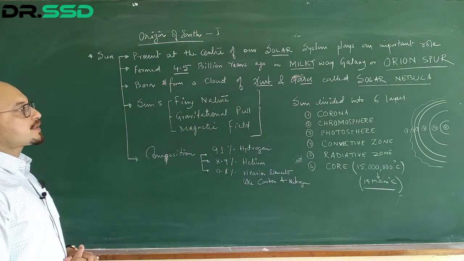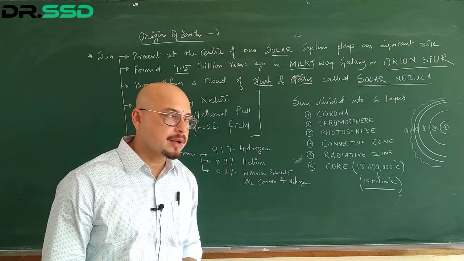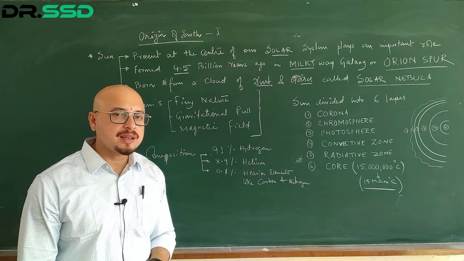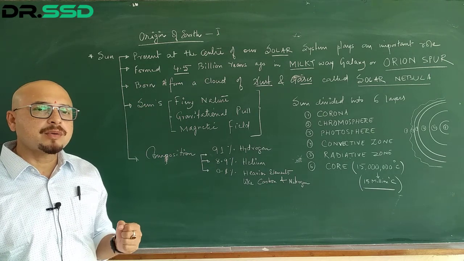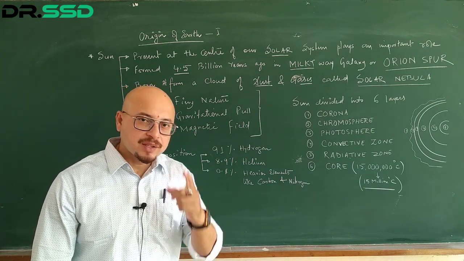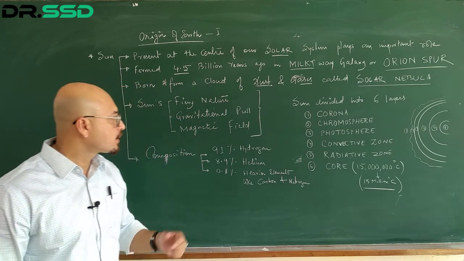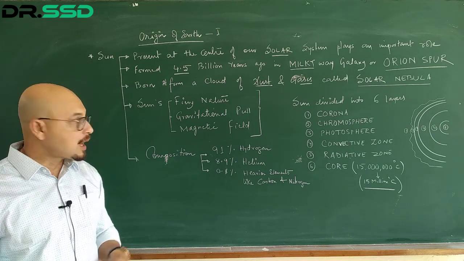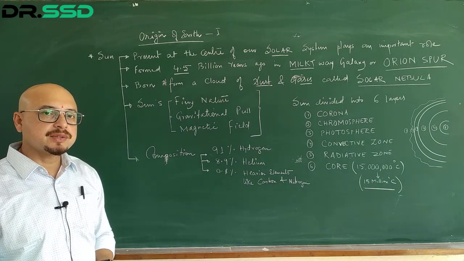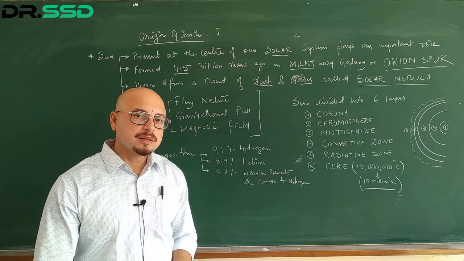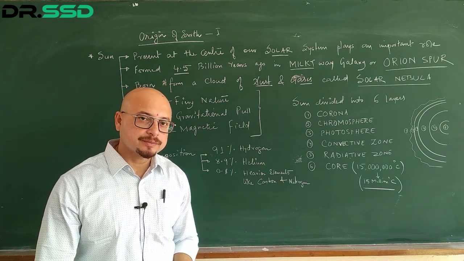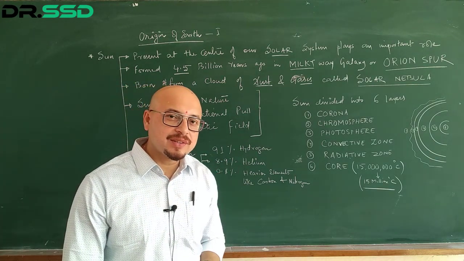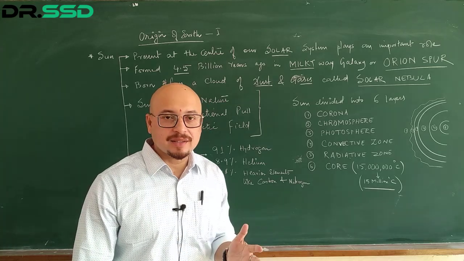So born from a cloud of dust and gas, the solar nebula, the sun's nature, as we all know, is very fiery. It has a tremendous amount of gravitational pull, and that is what keeps all the planets intact, and an extreme amount of magnetic field. Now, these 3 properties actually make the sun a brilliant source of energy. Let's see the internal structure of the sun, how the sun is divided.